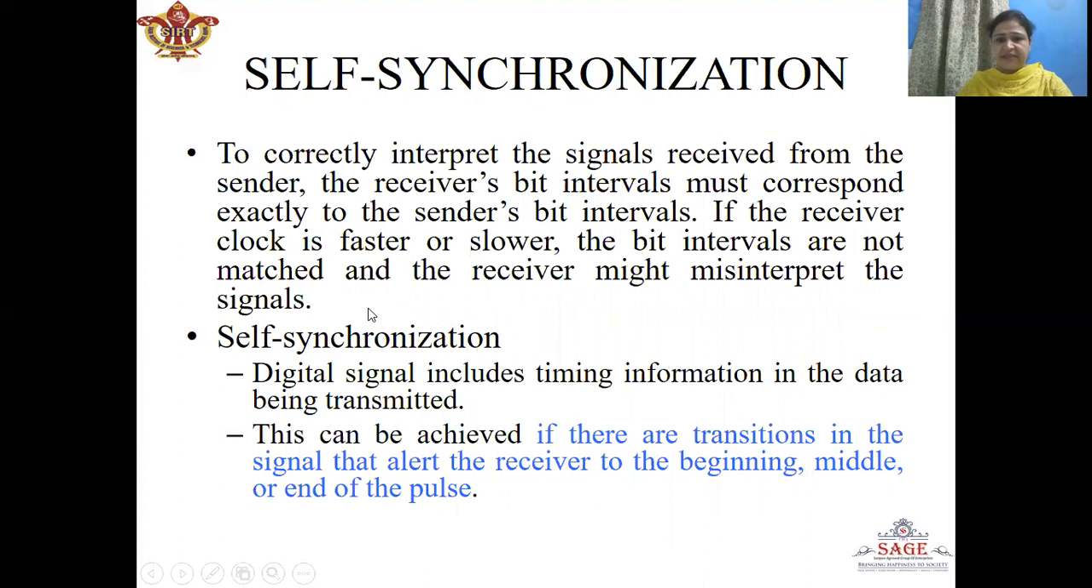To correctly interpret the signals received from the sender, the receiver bit interval must correspond exactly to the sender bit interval. That means there should be synchronization between the receiver and transmitter clocks so that the bit intervals are interpreted correctly. In this case, there is a requirement of self-synchronization, in which the digital signal includes timing information in the data being transmitted. This can be achieved if there are transitions in the signal that will alert the receiver in the beginning, middle, or end of the pulse.